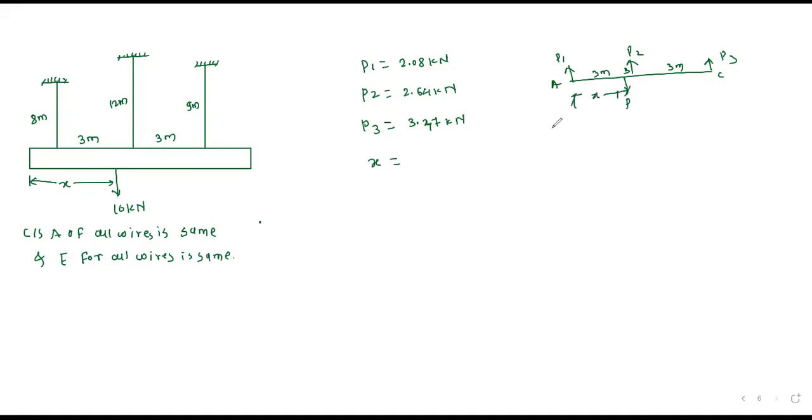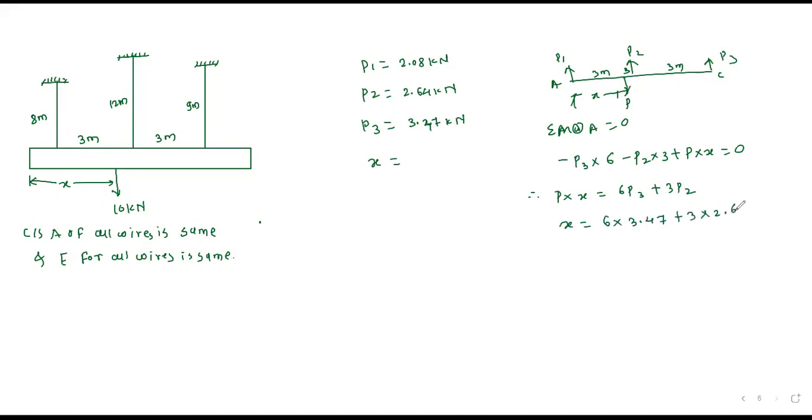Okay. So summation of moment at point A, suppose we take it as 0. So minus P3 into 3 plus 3 is 6, minus P2 into 3 plus P into X, which is equal to 0. Therefore, P into X is equal to 6P3 plus 3P2. So X is equal to 6 into P3, which is 3.47, plus 3 into P2, which is 2.64, divided by P. The value of load is 10. So X is equal to how much?